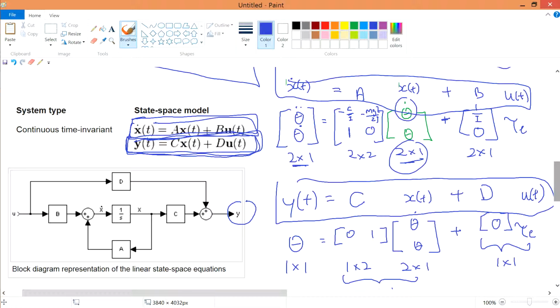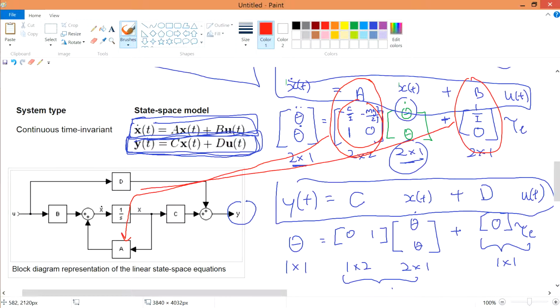Before I end this video, the A matrix, in terms of 4 components over here, describes this feedback. The B matrix describes this thing. Each of these matrices contains information on a certain stuff, while D itself is simply 0 in this case.